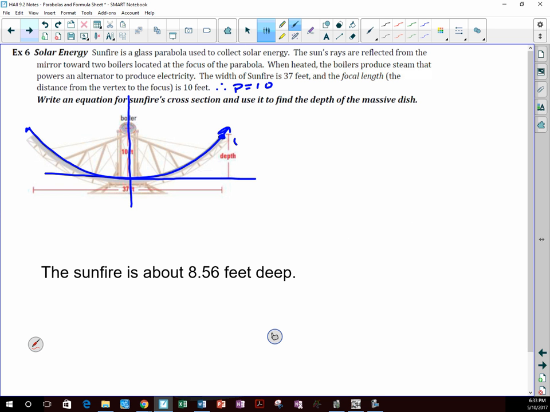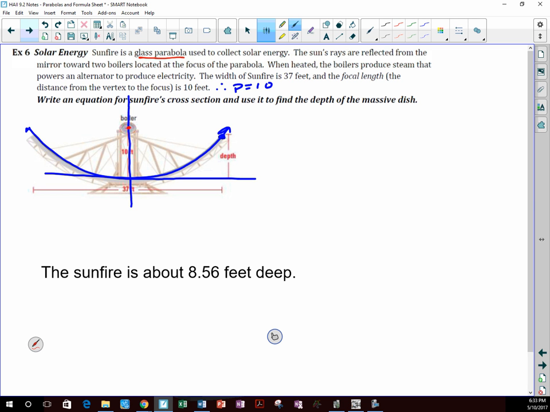Our example here talked about this. It basically calls it a glass parabola. I picture almost like a big dish, like a satellite dish. It says, out of this glass parabola that is used to collect solar energy, we have the rays that come in, and we place the boiler here at the focus.